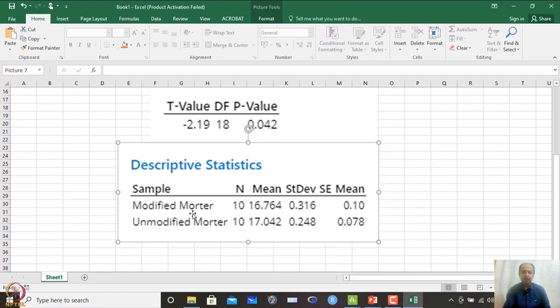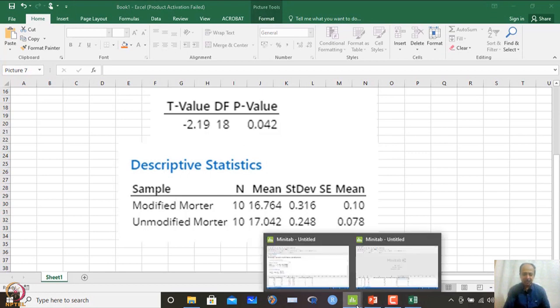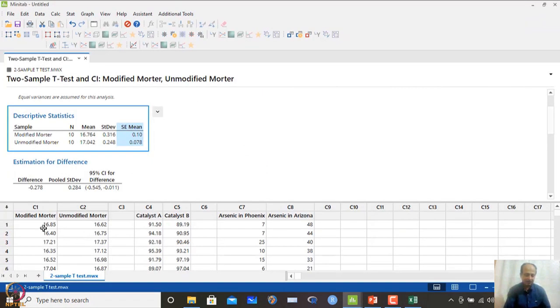Now modified motor is giving me a mean strength of 16.76, and unmodified is giving me a mean strength of 17.04. So unmodified is giving you higher strength as compared to modified motor over here, and they are significantly different statistically. If you have to choose between modified motor and unmodified motor, I will look at the strength, which is measured in this data set. Let us say tensile strength is measured over here, which is the given condition.